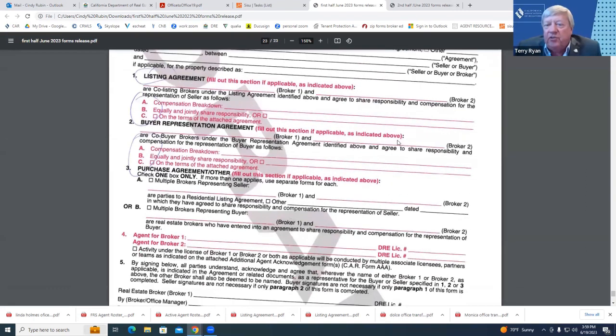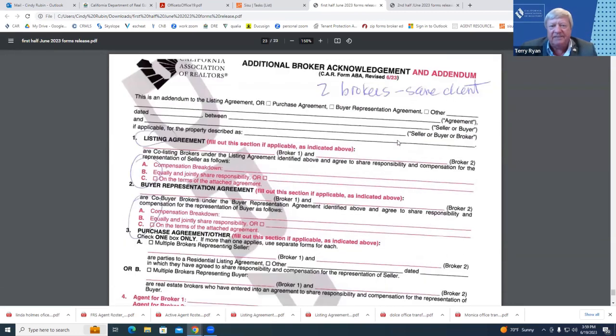Yeah, and it's a little different than the referral because the referral is just a referral fee and things. This is an additional broker acknowledgement. This goes when you have a listing agreement or a purchase agreement when you have two brokers working it at the same time, for the same client. We're both doing open houses, we're both doing whatever.